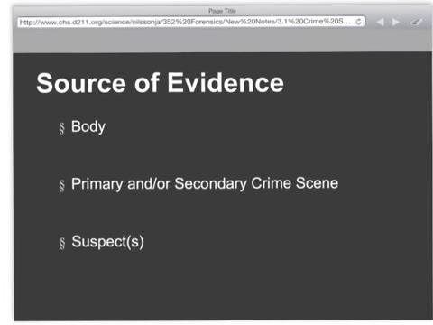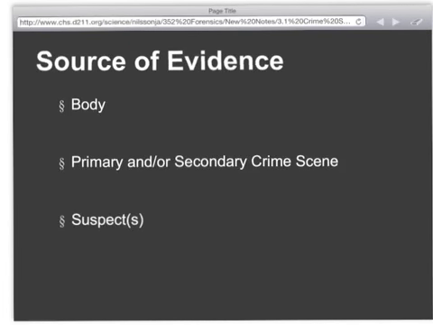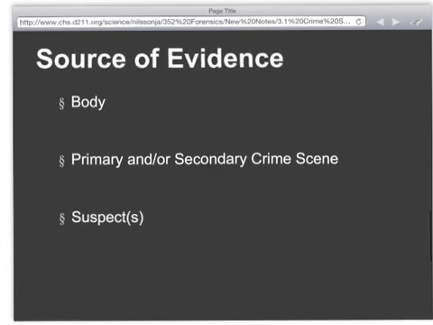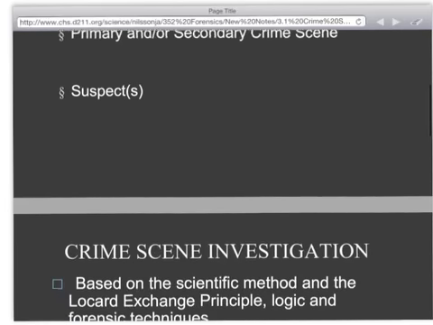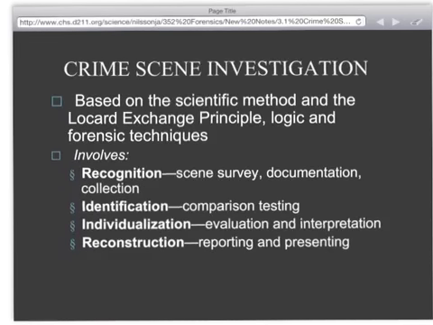Next one, different sources of evidence. The body itself, obviously, is going to be our primary source of evidence. The crime scene itself is going to have a ton of evidence, and then also the suspect. The suspect can have hair and fibers, DNA evidence, blood, and other things connecting them to the crime. Those are things that will hopefully be collected from the suspect if the suspect is found at or near the crime scene and it hasn't been too long. This is based on Locard's exchange principle, which we talked about.